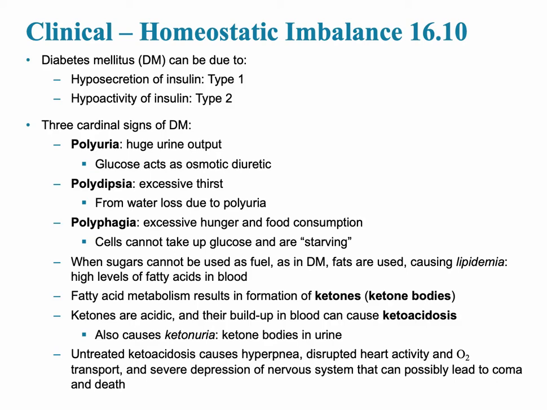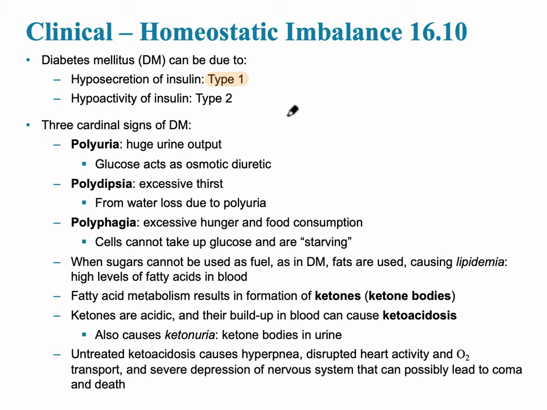Diabetes mellitus can be due to primarily problems with insulin. And so there's two different types. The first one is type 1, and it's due to hyposecretion of the insulin. It's usually in patients that are younger, patients that are thin, and this is treated with insulin injections.